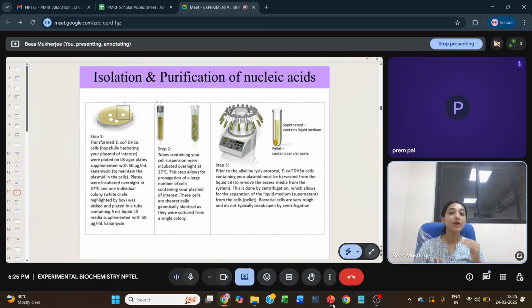Okay. Now prior to the alkaline lysis protocol, E. coli DH5 alpha cells containing your plasmid must be harvested from the liquid LB to remove the excess media from the system. This is done by centrifugation. So it is spun, and all the cells are pelleted down at the bottom. All the media is on the top. You throw the media. So this is done by centrifugation for the separation of the liquid media, that is supernatant, from the cells, that is pellet. Bacterial cells are very tough and they do not typically break open by centrifugation.